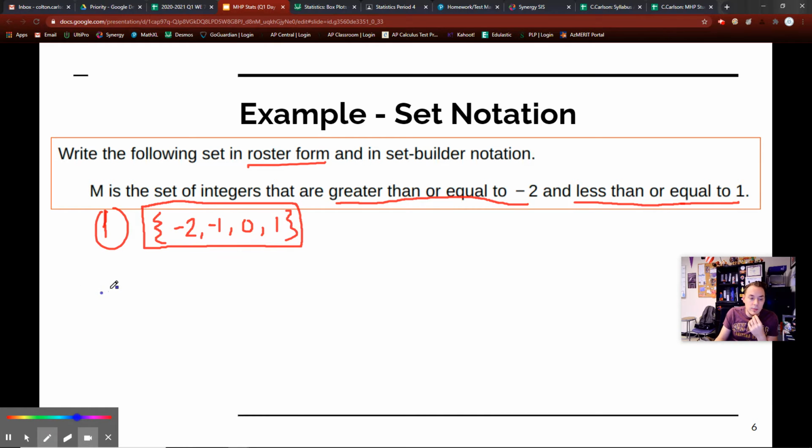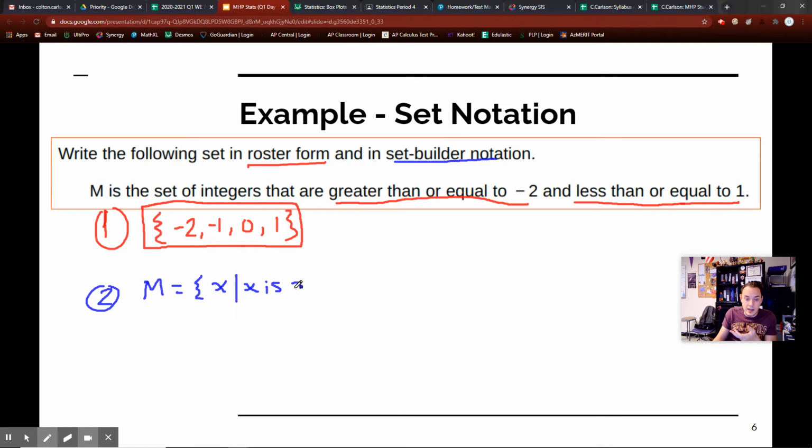Now let's go to step 2 here. Step 2 is going to be your set builder notation. I'm trying to color code there for you. Set builder notation. So M will equal the set of all x such that what? Well, it is an integer, so x is an integer.